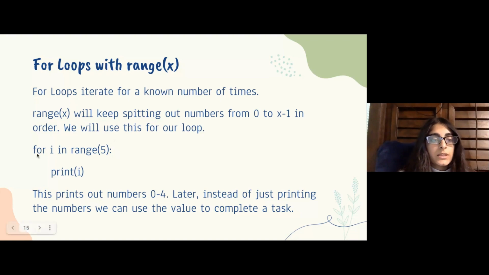So let's say we have for i in range 5. What this does is it's going to start from 0, and it's going to print out the numbers 0 through 4. Usually you're not just going to be printing out numbers, you'll actually be using the value i in some sort of task inside of your loop. But this is just to teach you that this range function gives you the max number of iterations.